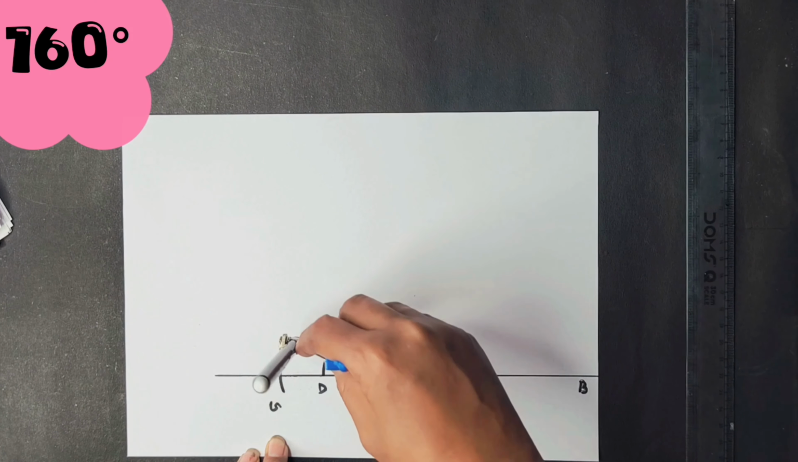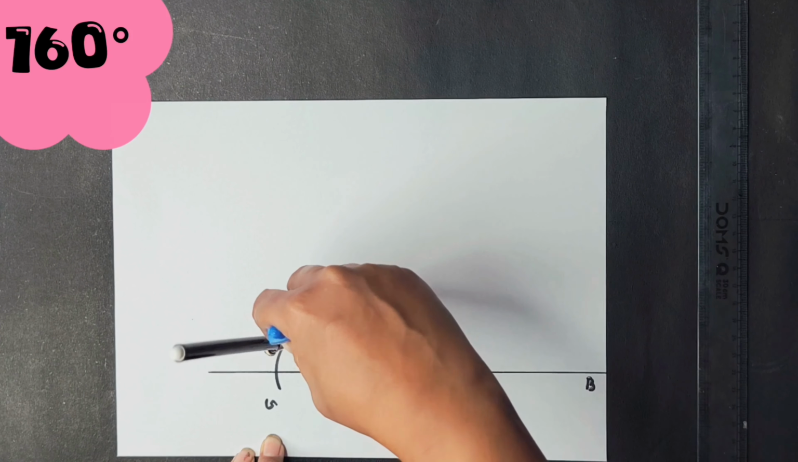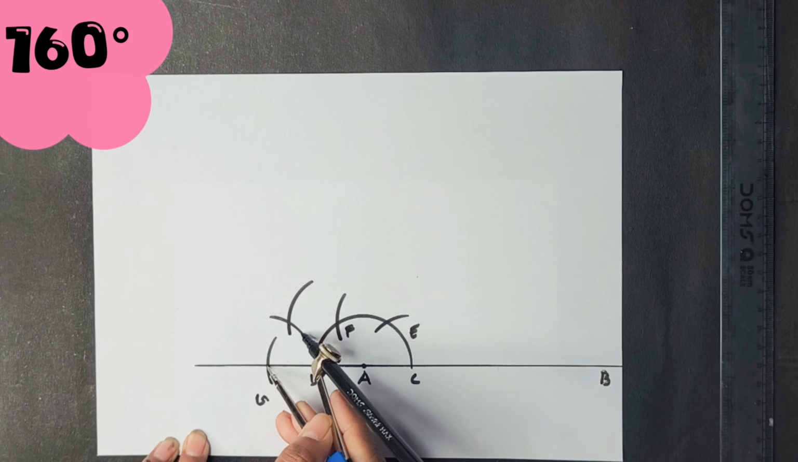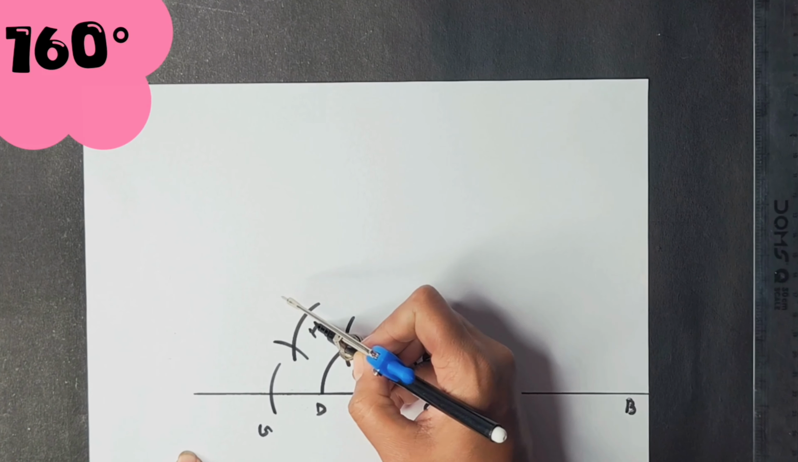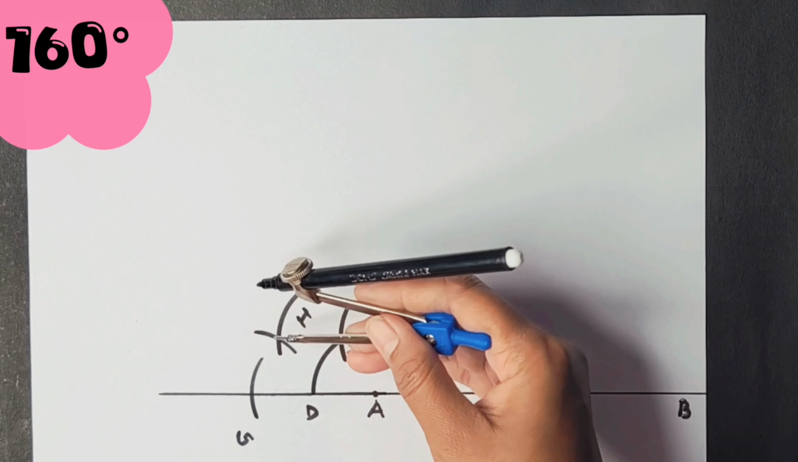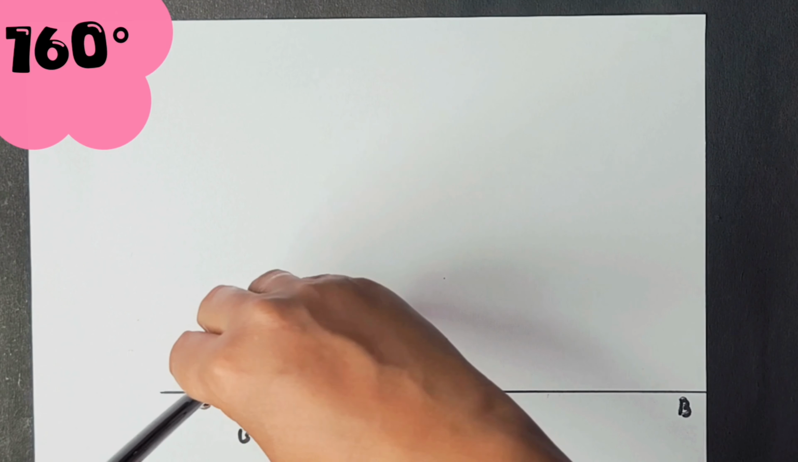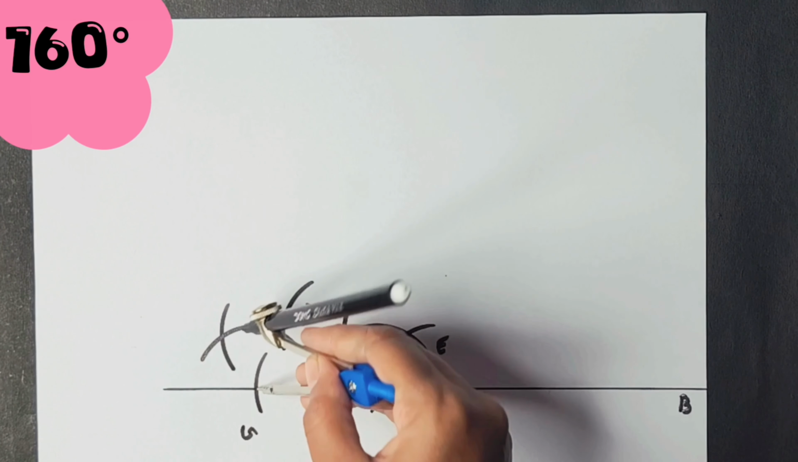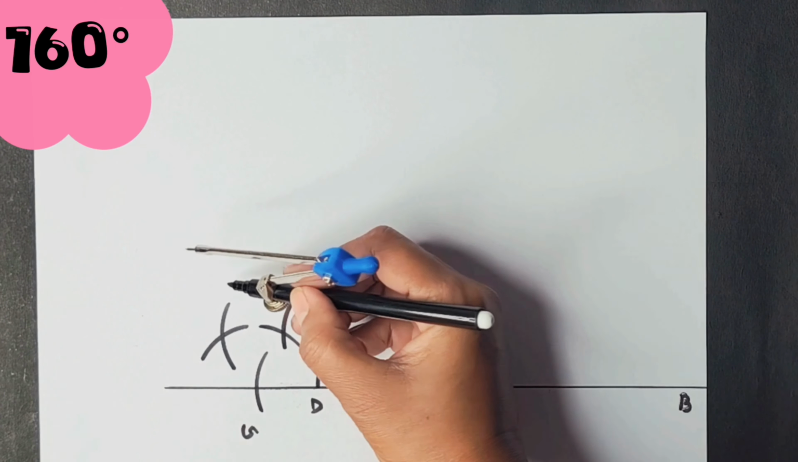After this, without changing the length of the compass and using these 2 points as centers, cut the arcs as shown. Next, using this intersection point as a center, cut an arc as shown. After this, using these 2 intersection points as centers, cut the arc as shown.